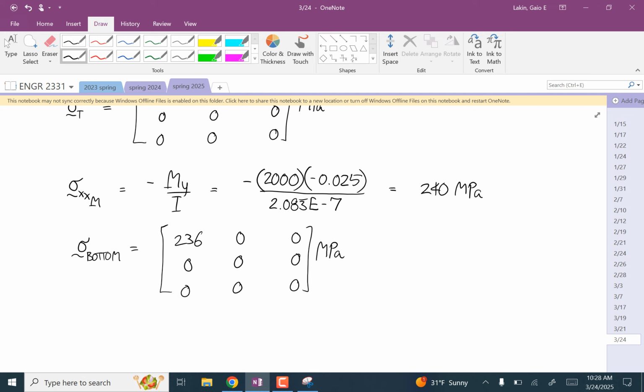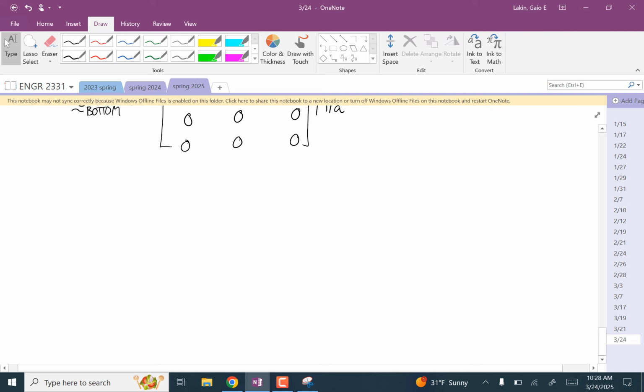Any questions about that? Any other homework questions you want to see? All right, well, let's do an example with a shear force.